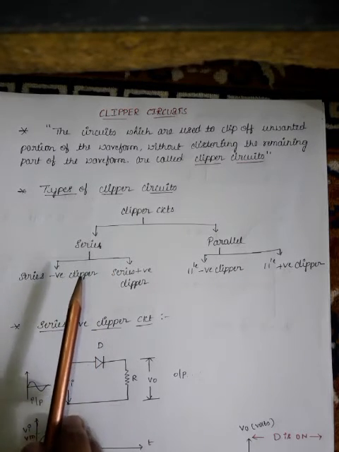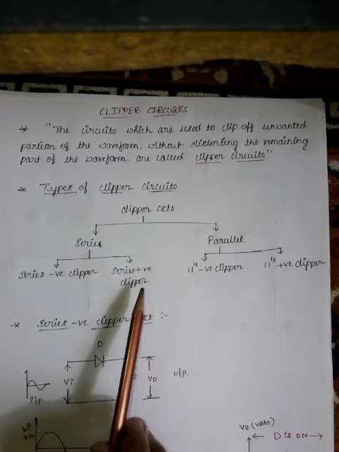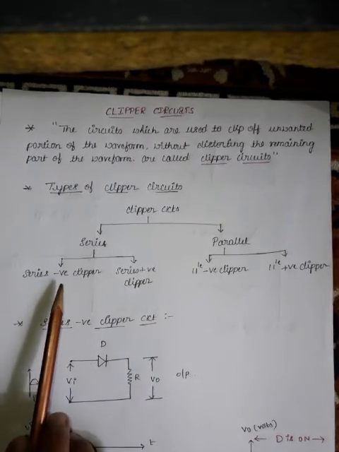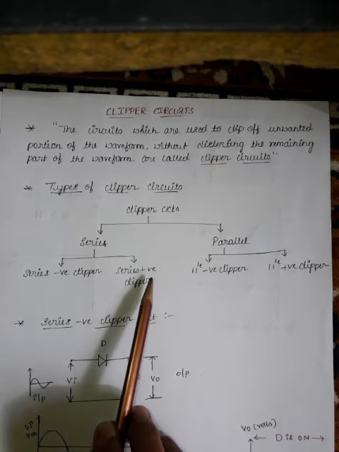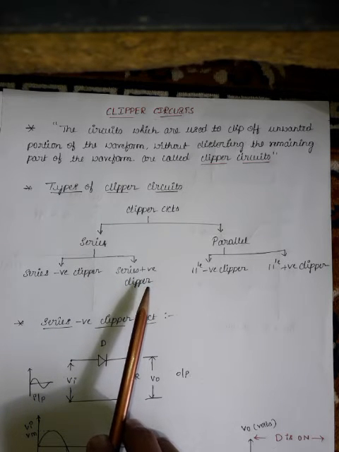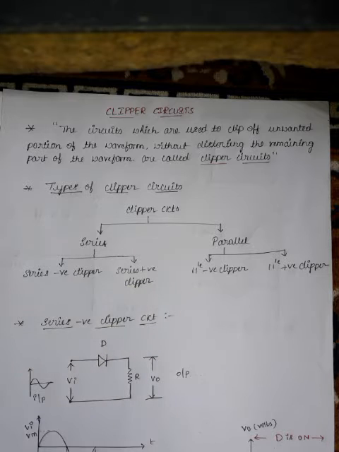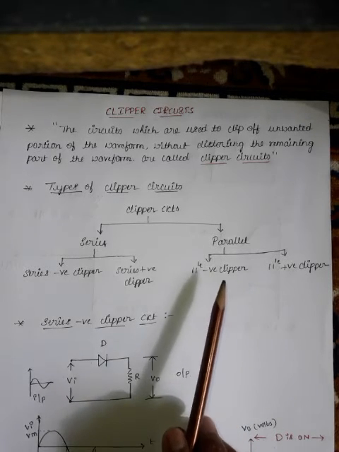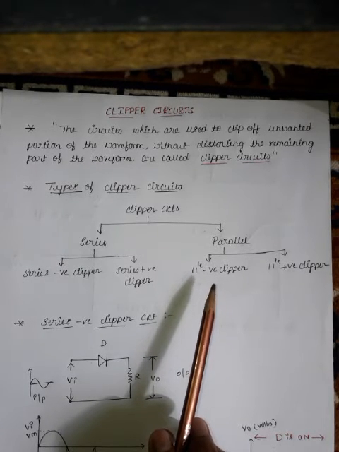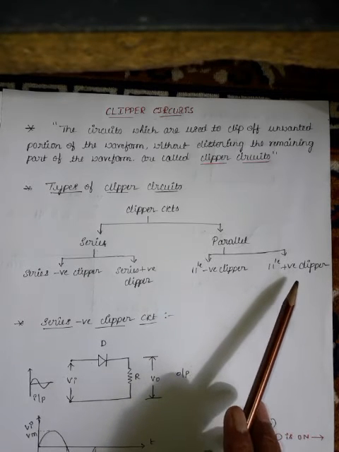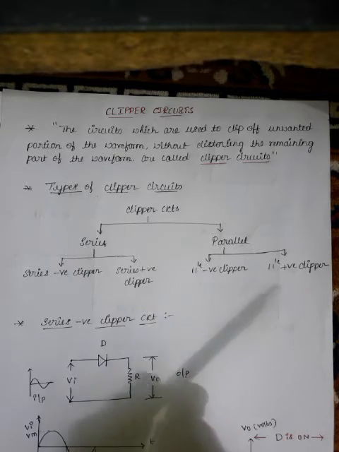So one is the series negative clipper circuit and the other is the series positive clipper circuit. The difference is that in a series negative clipper, the negative portion of the waveform will be removed. In a series positive clipper circuit, the positive portion of the waveform will be removed. Again, the portion below or above some point of the waveform can be removed. Similarly, in parallel we have a parallel negative clipper circuit, where also we remove the negative portion of the waveform. In the parallel positive clipper circuit, the positive portion of the waveform will be removed.